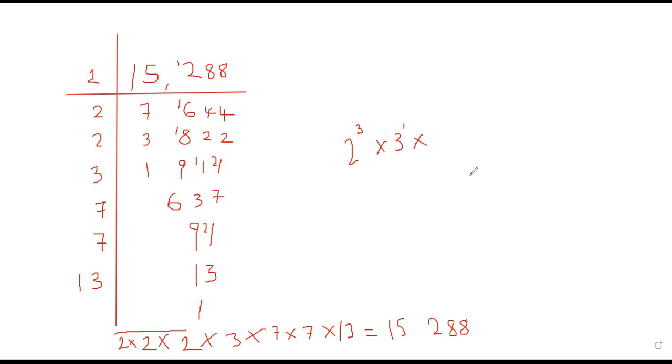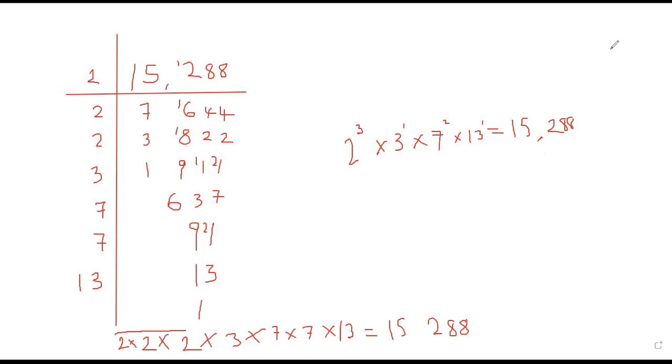Times how many 7 do I have? I have 7 raised to power 2, and then 13. So I have 13 raised to power 1. Okay, now I've been able to put this number in index form. So I'm going to write this value as 2 cubed times 3 times 7 squared times 13. So that's 15,288.